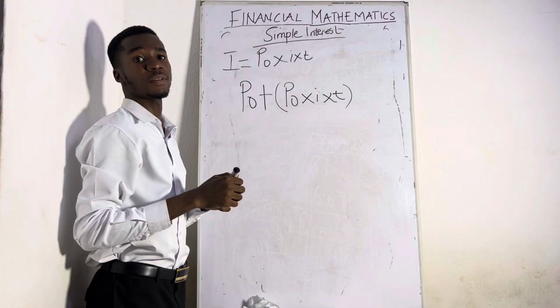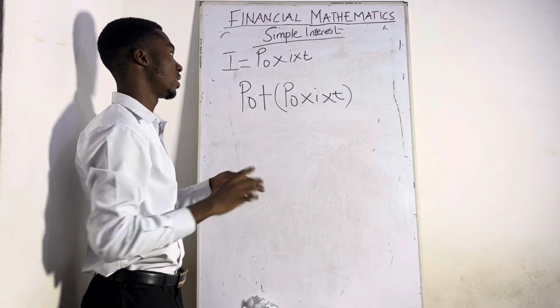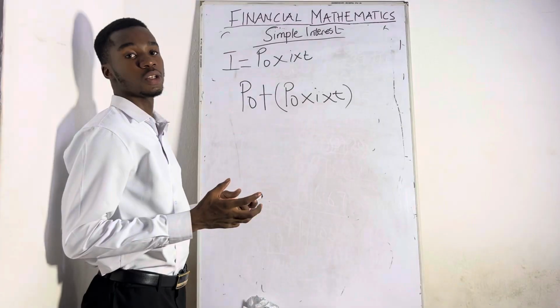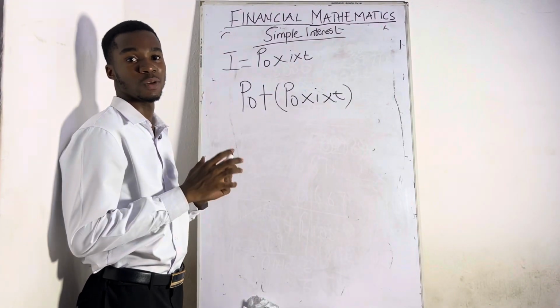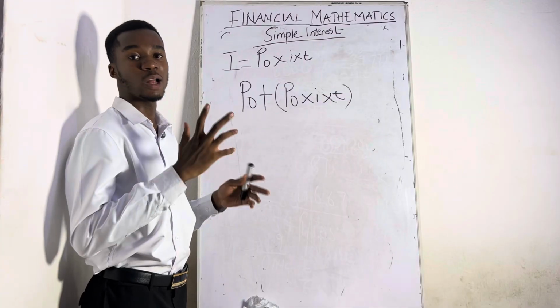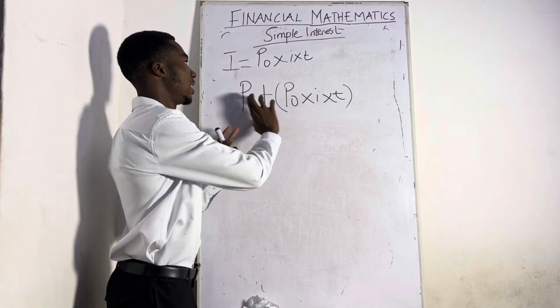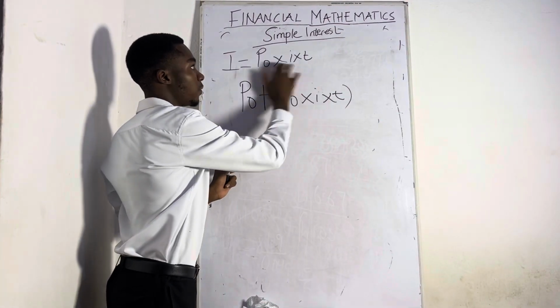So if I've invested 5,000 cedis in a bank, the P0 will be 5,000, then plus the interest. We already know that all this is interest. So if I've deposited 5,000 cedis in a bank and I want to know how much I'm going to get at the end of the 5th year or the 10th year, or however long I'm investing, it's how much I've invested, which is the P0, plus the interest. And this is the formula for the interest.